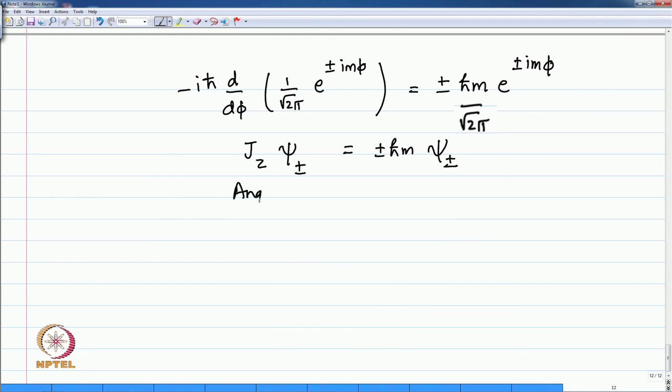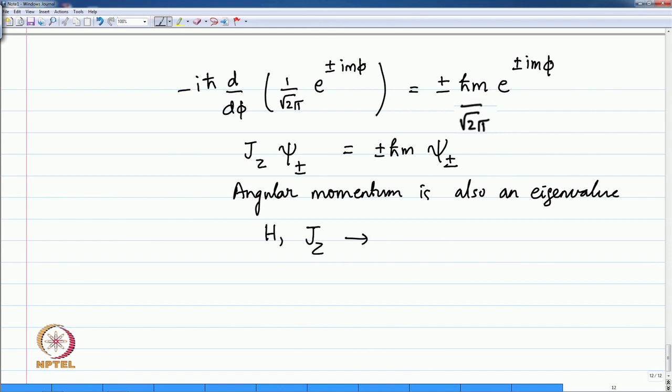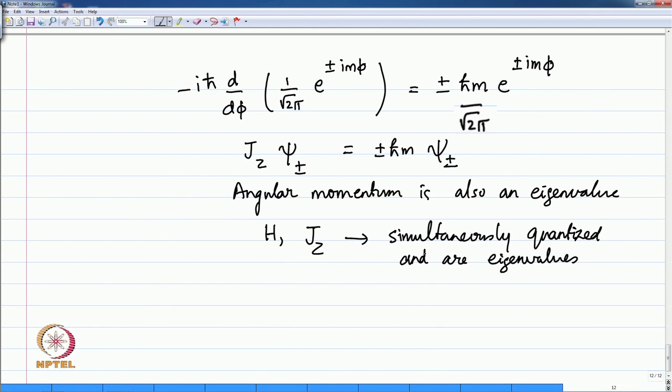Angular momentum is also an eigenvalue. That is, the energy and the angular momentum are simultaneously quantized. They are observables and have simultaneous eigenvalues of psi.